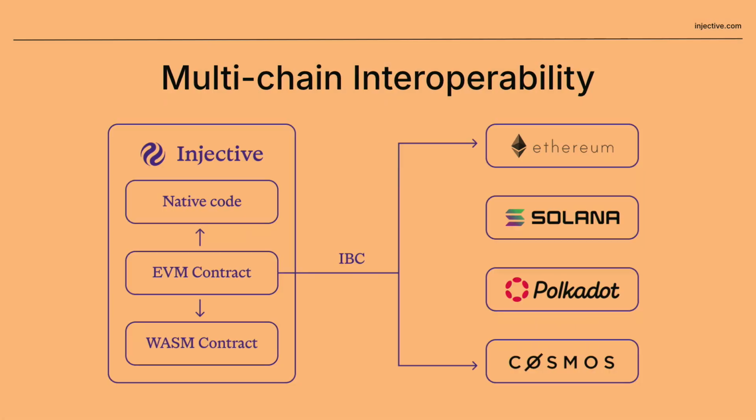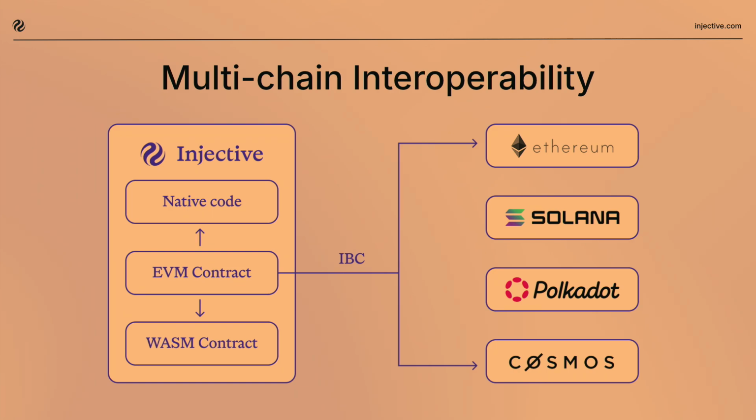IBC interoperability is one big piece, and one other design space also, I'd say, is that your contracts on the Injective EVM can interact with multiple blockchains, multi-chain, using IBC, or the inter-blockchain communication standard. So with the IBC Eureka upgrade, Injective will get light client support with Ethereum and have secure IBC interoperability with Ethereum, Solana, Polkadot, and the hundreds of other Cosmos chains that exist.